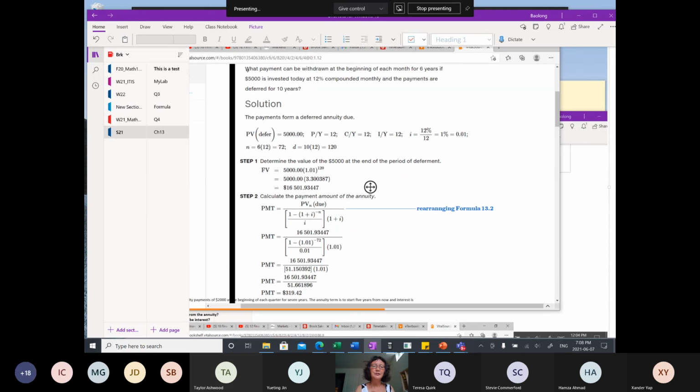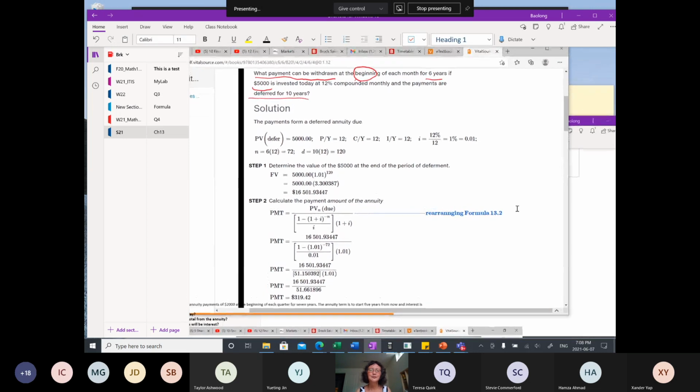So the question is, what payment can be withdrawn at the beginning of each month for 6 years, if 5,000 is invested today at 12% compounded monthly, and the payments are deferred for 10 years?